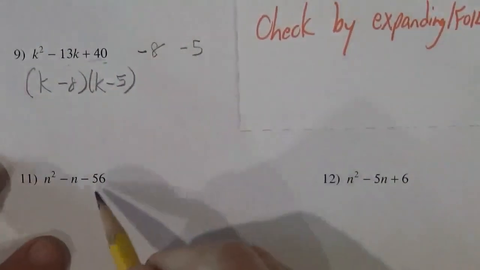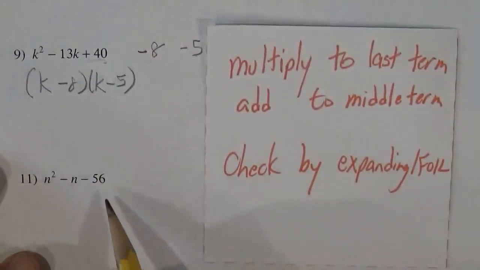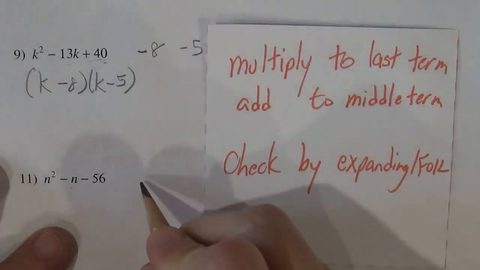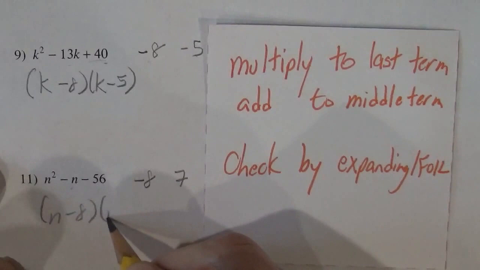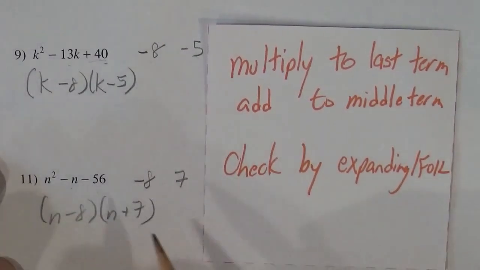One last time. Multiplies to make negative 56, adds to make negative 1. A negative 8 and a positive 7. So that's n minus 8, n plus 7. And there you go.